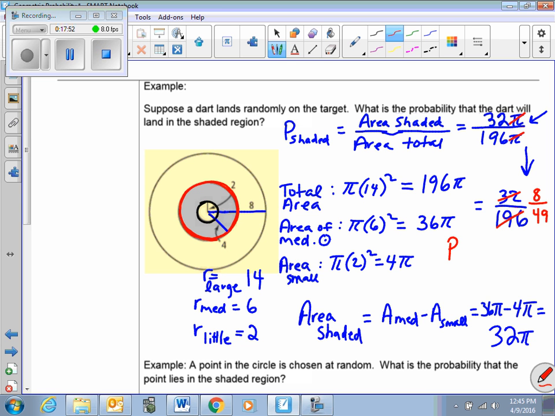So the probability that I'm going to randomly pick a point there, and it's going to be in the shaded region, is 8/49. And if you wanted to estimate what that percentage is, then of course we're just going to divide 49 into 8. I'll tell you what that is. And that is approximately 16%. Got a 16% chance of randomly throwing a dart and getting it in that shaded region there.